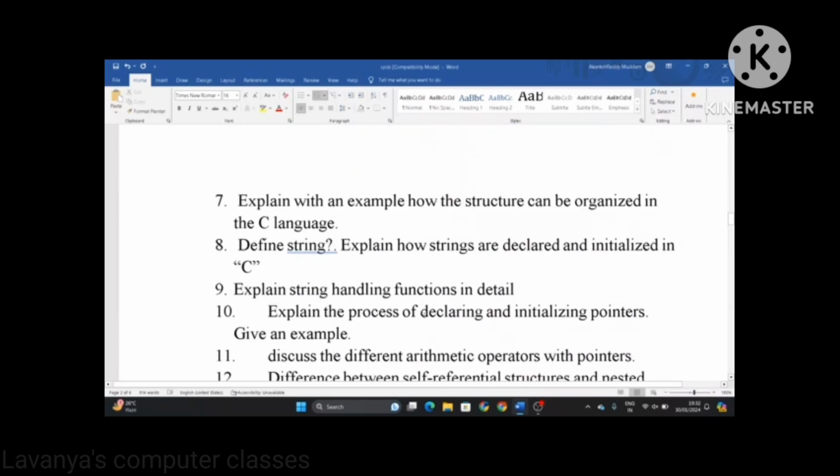Next question is, define string. Explain how strings are declared and initialized in C language. Explain string handling functions in detail. This question is very important.